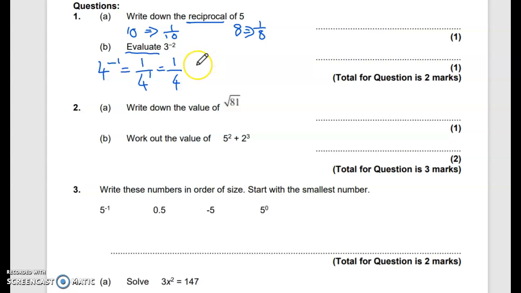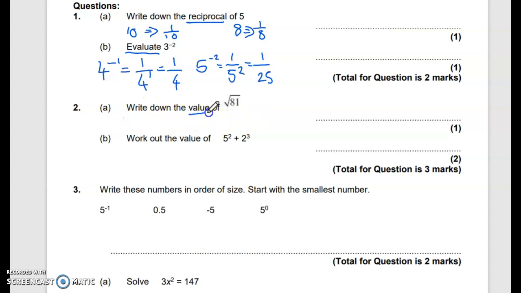Okay, let's do another one. Let's say I had 5 to the power of minus 2. So it's a reciprocal, 1 over 5 to the power of 2. And then 5 to the power of 2 means 5 squared, which means 5 times 5, which is 1 over 25. Okay, and then you can have a go at that question there.